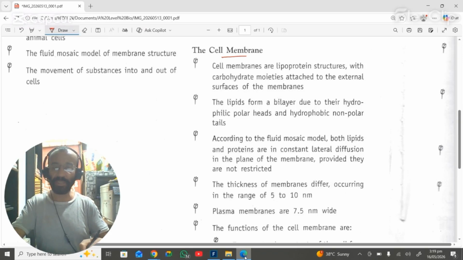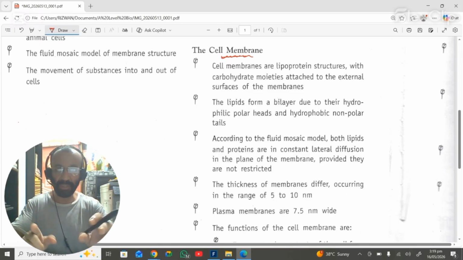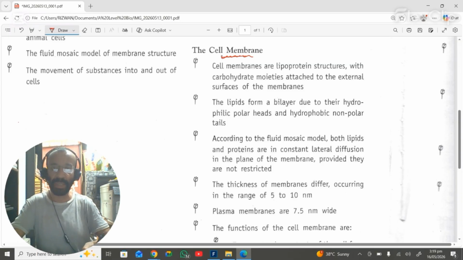Good morning, students. Today we are going to read a very important topic, that is cell membrane, in the subject of biology A levels. And this topic is very important because the questions from it sometimes come in the form of the properties or the features of the cell membrane, and sometimes in the form of the functions of the cell membrane in the paper. So concentrate yourself.